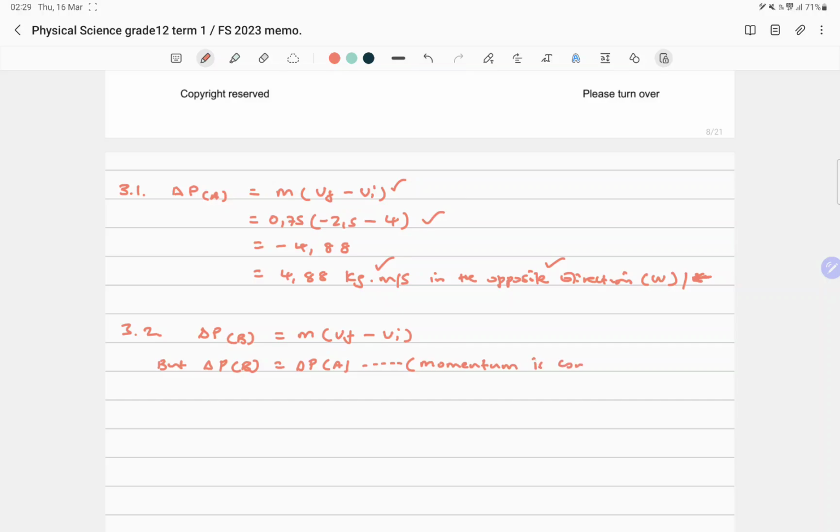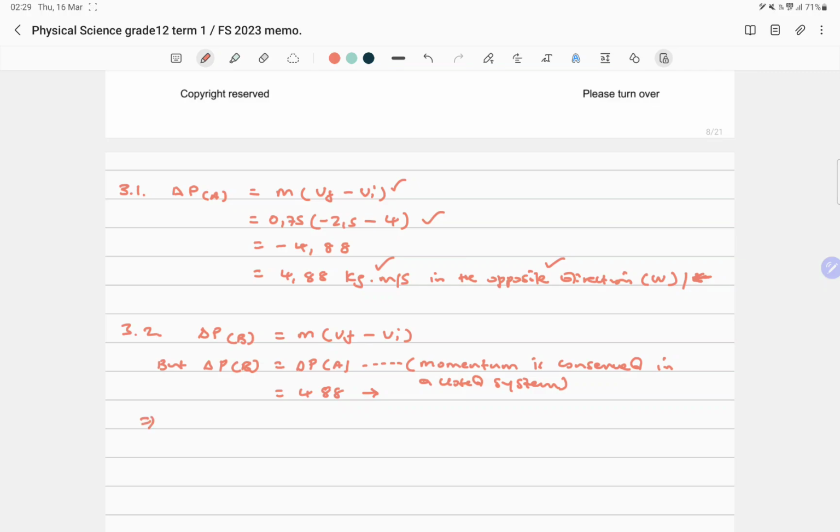Momentum is conserved in a closed system. So always know these things. Therefore, this tells us we're going to have 4.88. Remember, this one was in the western direction. This one is going to be in the eastern direction. Okay, they will change in the different directions because it stopped, isn't it?